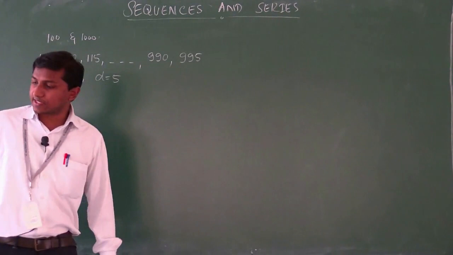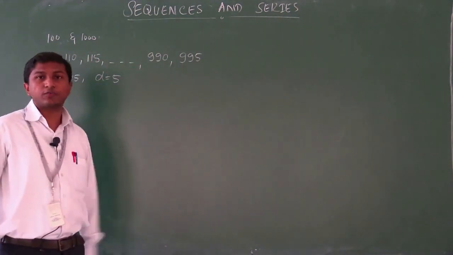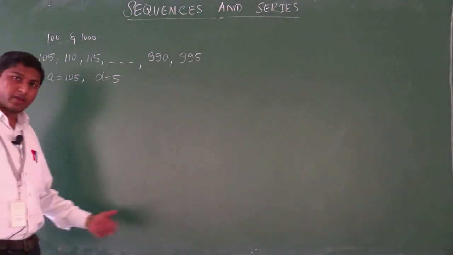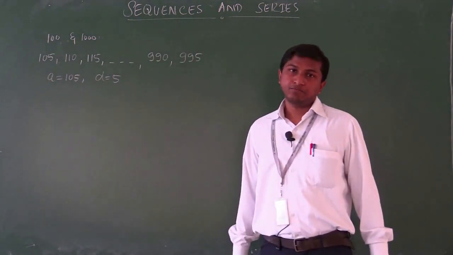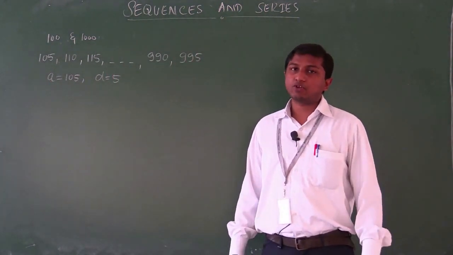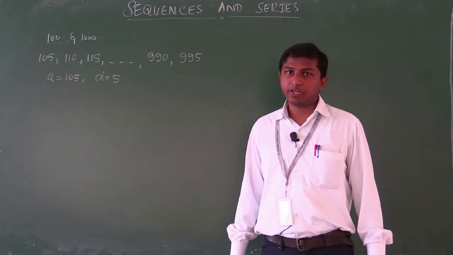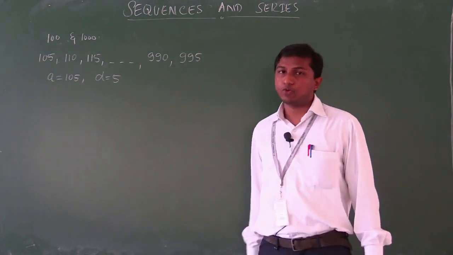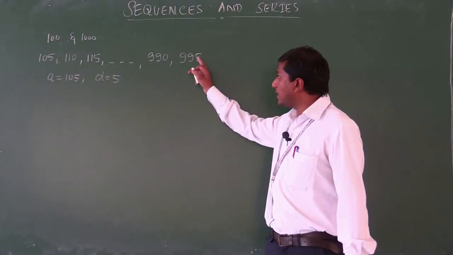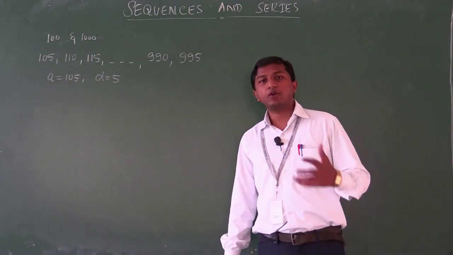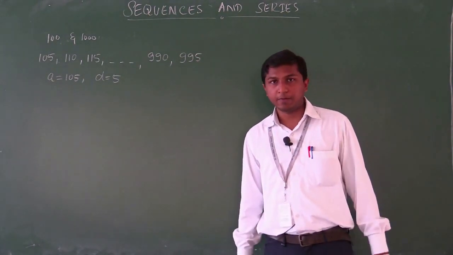Now what is the question asking us to do? We have to find the sum of all the terms of this particular AP. Again, just like the previous problem, we have to find out Sn. Sn formula is Sn equals n by 2 into 2a plus n minus 1 into d. Again, we have to find out the value of n. So which is the last term here? It is 995. We have to find out the position of 995 in this particular AP.